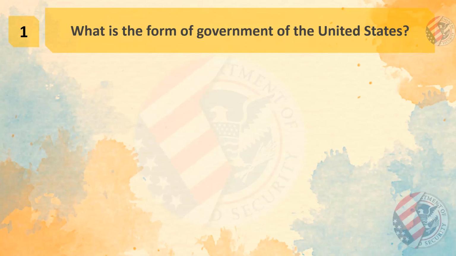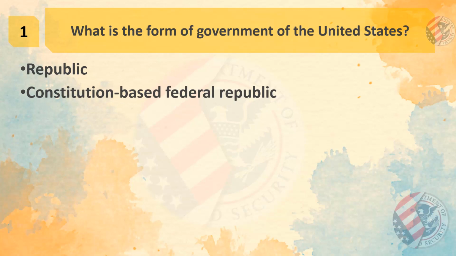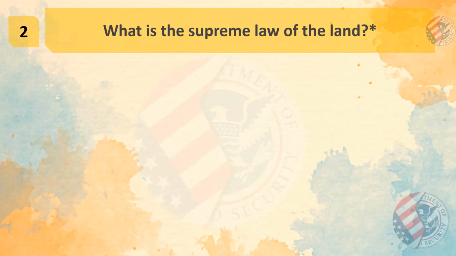What is the form of government of the United States? Republic. Constitution-based federal republic. Representative democracy. What is the supreme law of the land? U.S. Constitution.